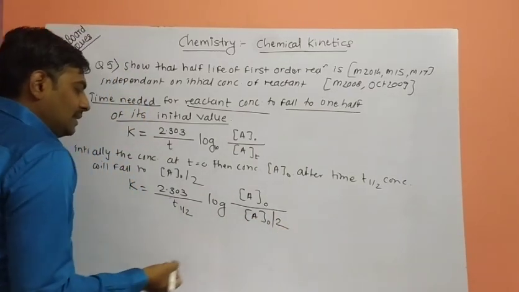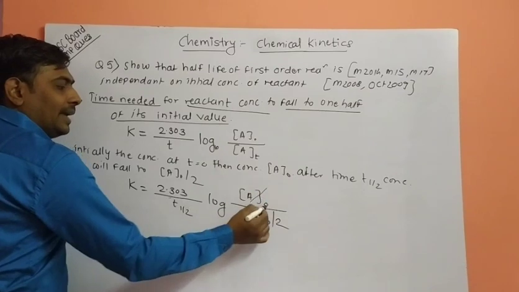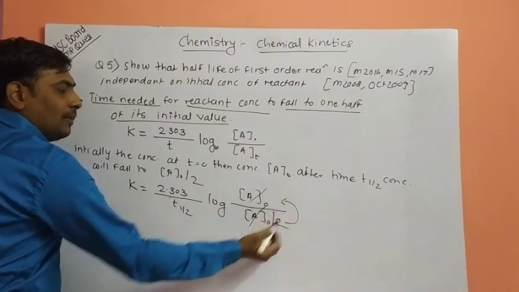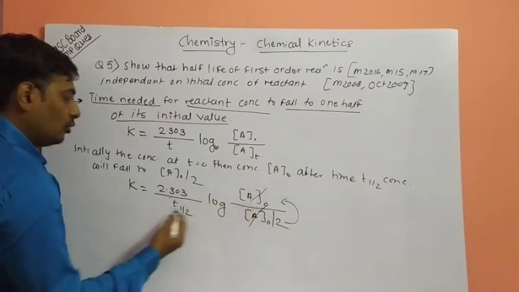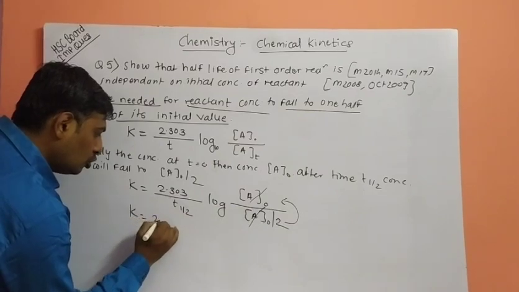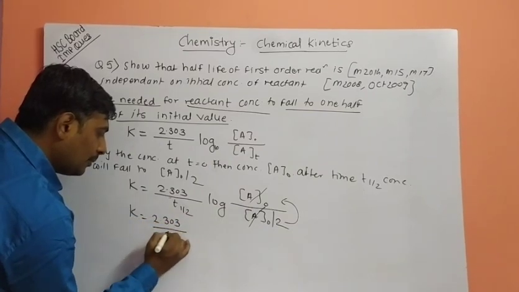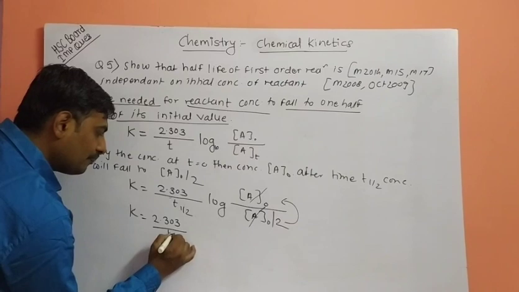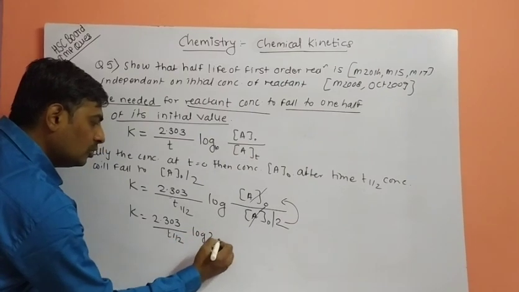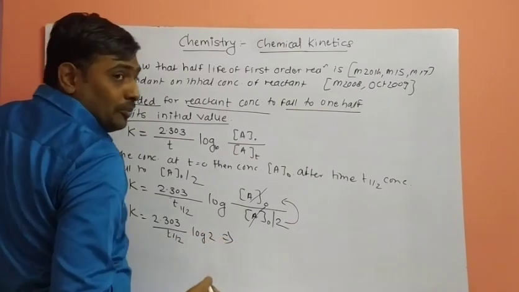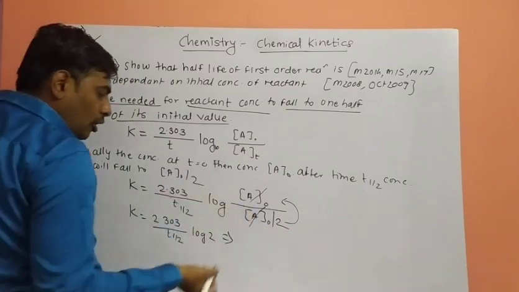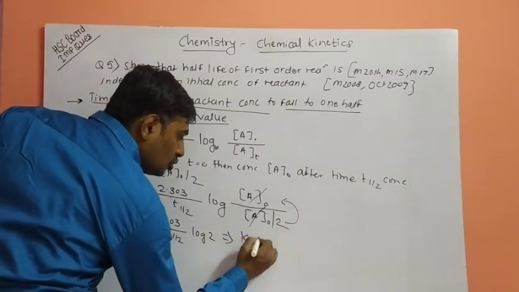So let's rearrange this equation. A0 gets cancelled, 2 will be shifted to the upward side. So K is equals to 2.303 upon T1/2 log of 2. So what is the log of 2? Log of 2 is 0.3010. You can check the logbook.